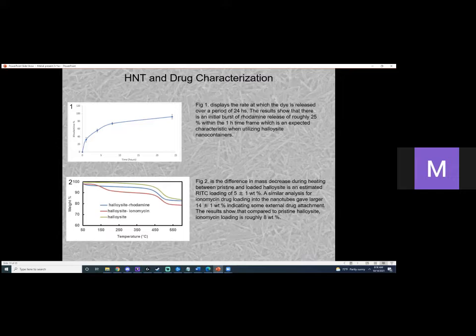And figure 2 is thermogravimetric analysis of the different compounds. So we have pristine halocyte, halocyte loaded with ionomycin, and halocyte loaded with rhodamine. This can show the amount of drug loaded into your halocyte. We had roughly 5 to 8% weight loading, which is quite normal for both of our compounds.